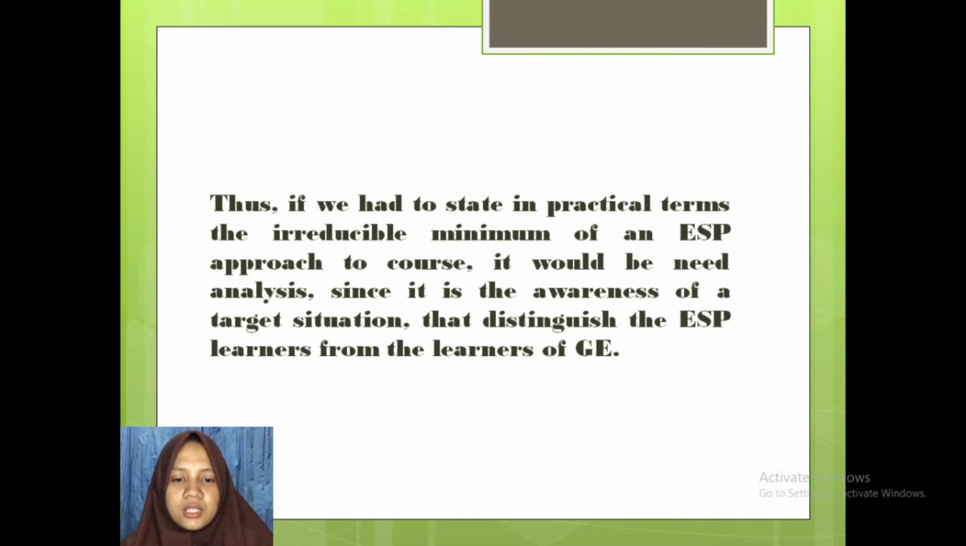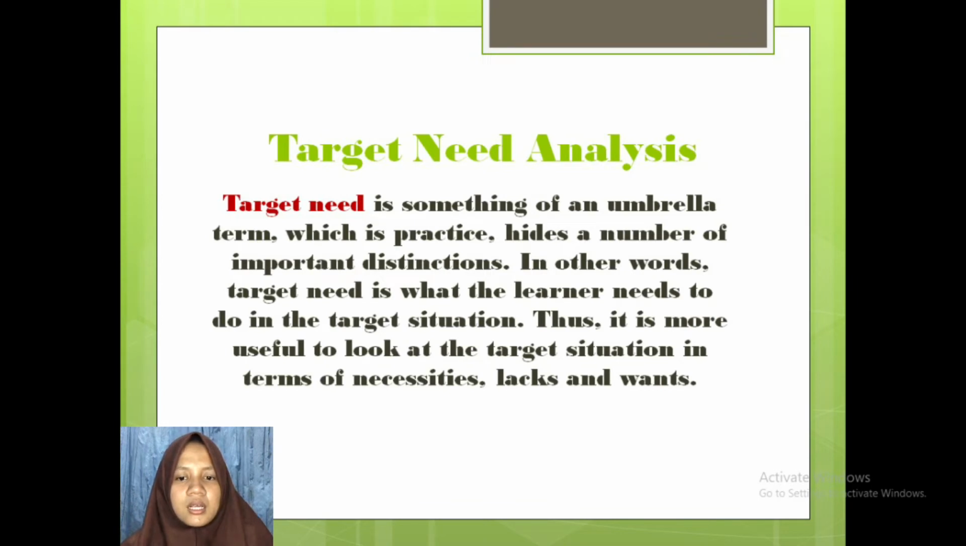Thus, if we had to state in practical terms the irreducible minimum of an ESP approach to a course, it would be needs analysis, since it is the awareness of a target situation that distinguishes the ESP learner from the learners of GE. Target needs analysis. Target need is something of an umbrella term which in practice hides a number of important distinctions. In other words, target need is what the learner needs to do in the target situation.